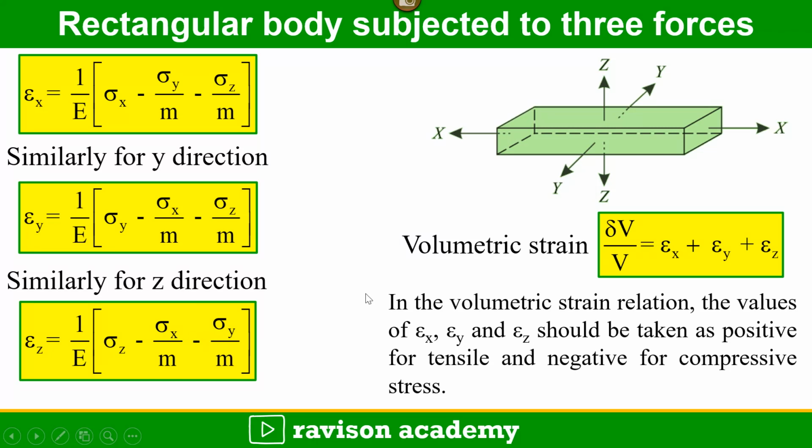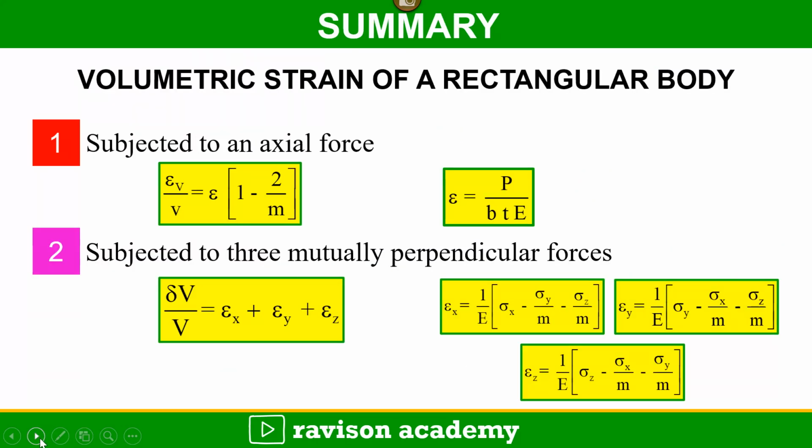So here the volumetric strain is the sum of all the strains in the x-axis, y-axis and z-axis. So volumetric strain del V by V we can write as epsilon x plus epsilon y plus epsilon z. The positive strain is for tensile stress and negative is for compressive stress. So in this session we have seen the volumetric strain of the rectangular body under two different conditions. One is subjected to a single force, and second condition subjected to three mutually perpendicular forces.